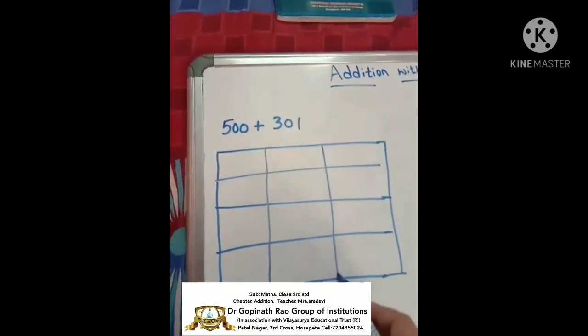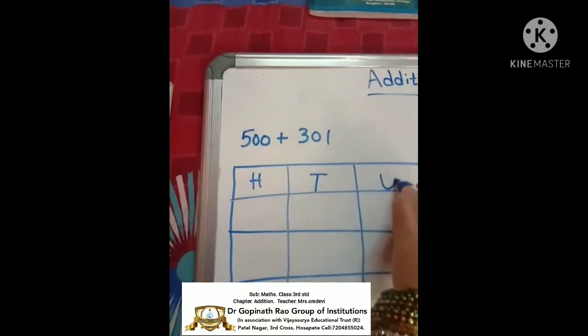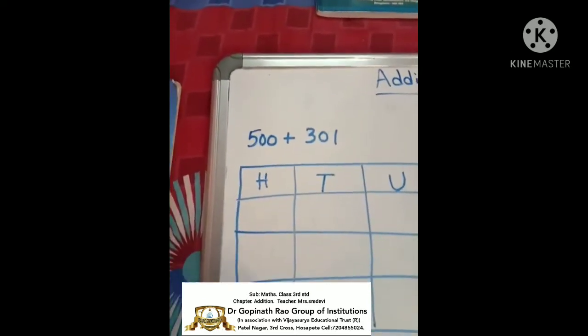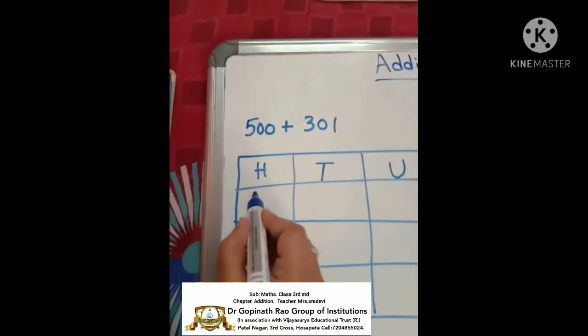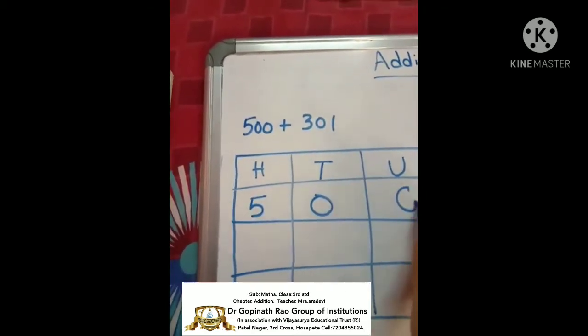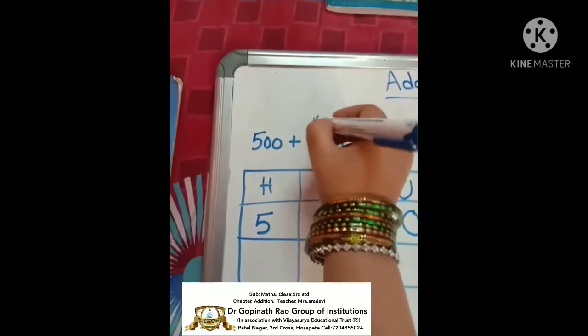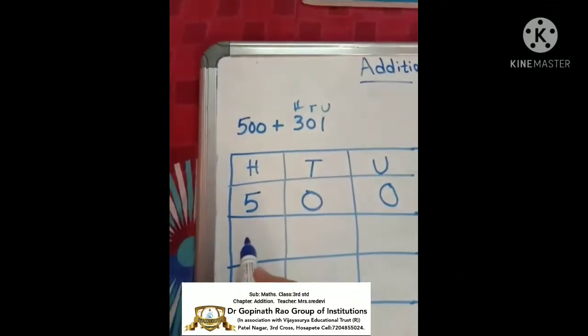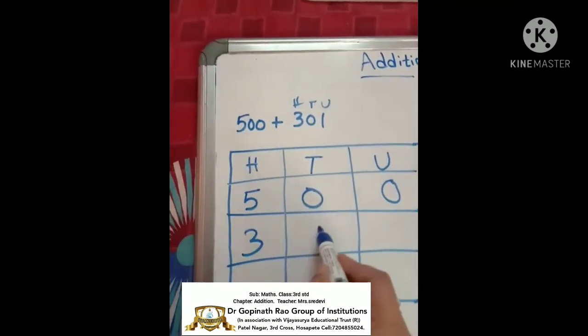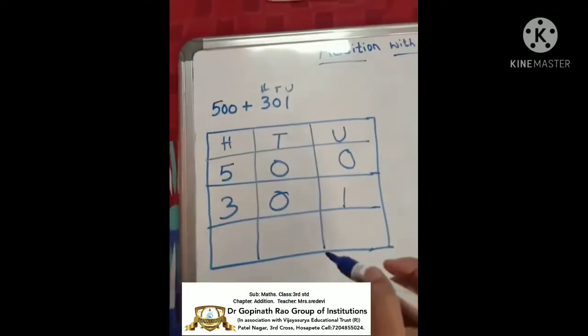Hundreds, tens and units. See, this is the hundreds place, this is the tens place and this is the units place. So what is there here? The first given number is 500. Write 500 in the hundreds place. So 301 means units, tens, hundreds. So 3 is in the hundreds place, 0 is in the tens place and 1 is in the units place.